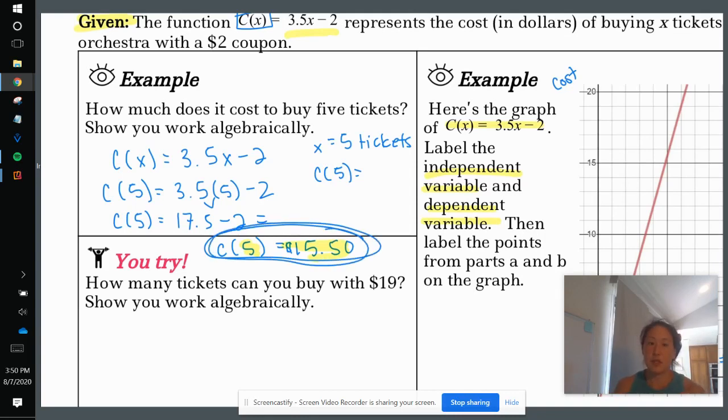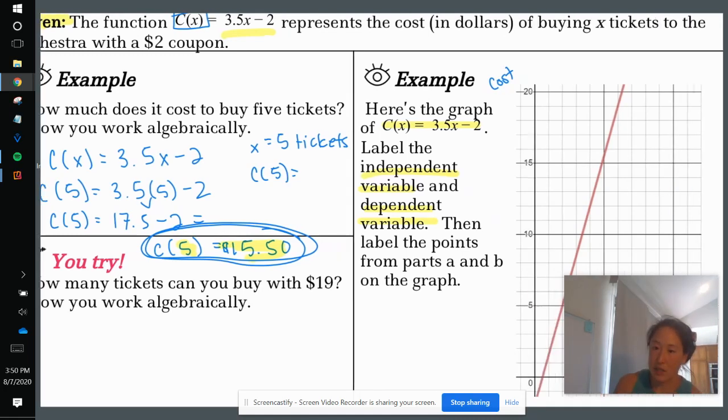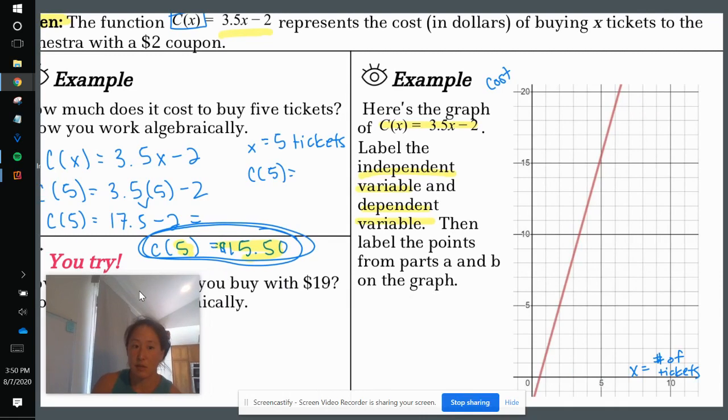This is what I want you to do. So C of 5 is equal to 15.50. Oh, you can't see because my face is in the way. I'm sorry. Okay, so here we go. C of 5 is equal to 15.50. So if x is the number of tickets, I'm going to go to 5 on the x-axis right here. I'm going to draw up, and I'm going to see the y value is 15.50. This is the point 5, comma, 15.50. If it wasn't, then I did something funny in my first example here. Okay. All right.